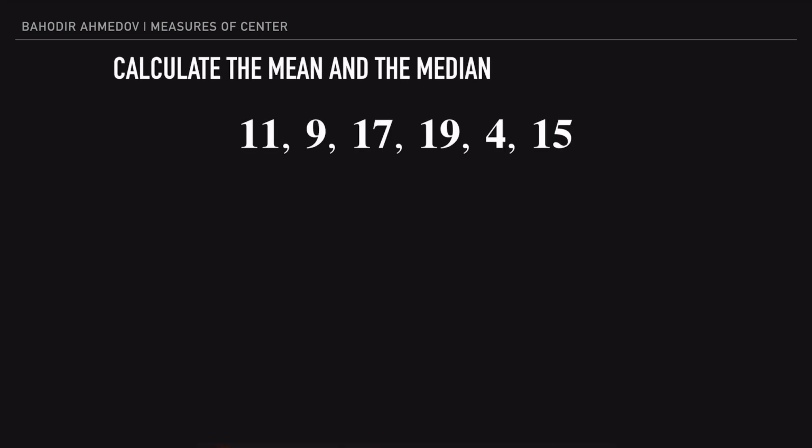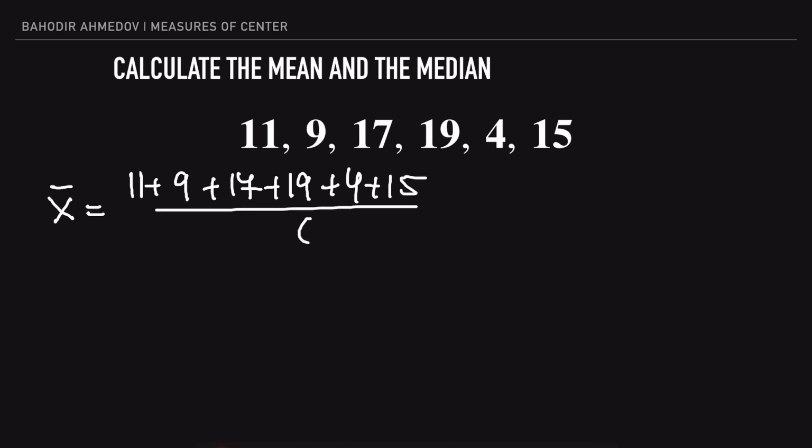So what happens when the number of values in a sample is an even number? How do we calculate the mean and the median? The calculation of the mean is going to be done in the same way as we did before. It is going to be the sum of all of these values: 11 plus 9 plus 17 plus 19 plus 4 plus 15 divided by 6. You have to use a calculator or some arithmetic in order to calculate this. It is going to be equal to 20 plus 38 plus 17 divided by 6. Then we can calculate this.